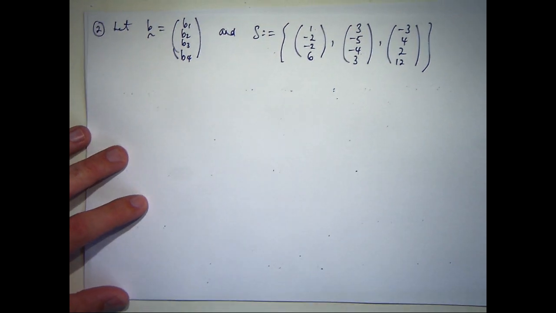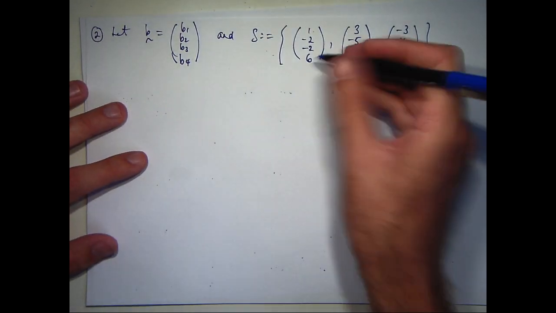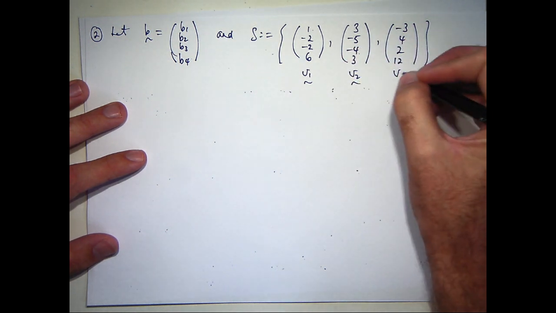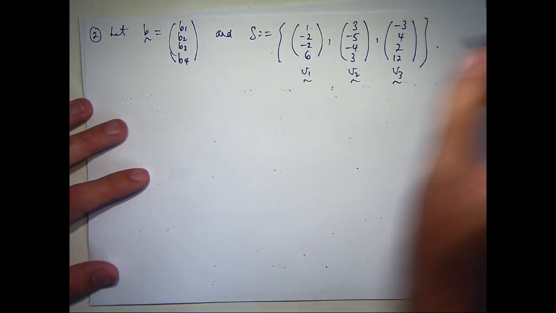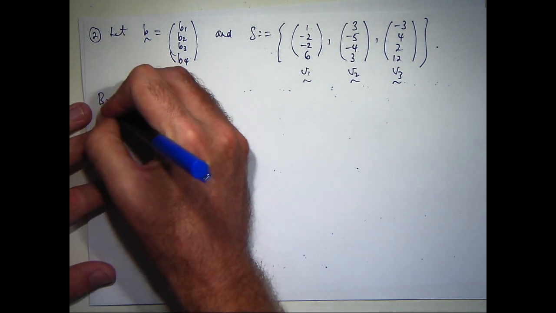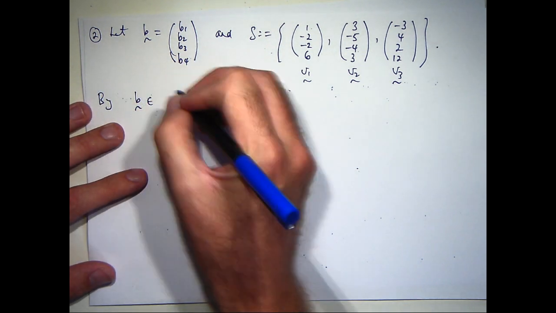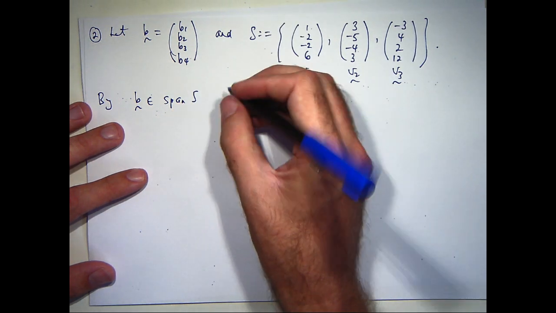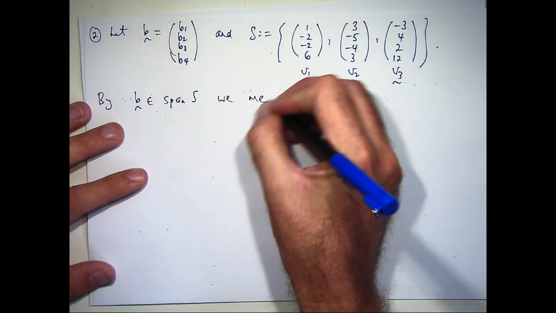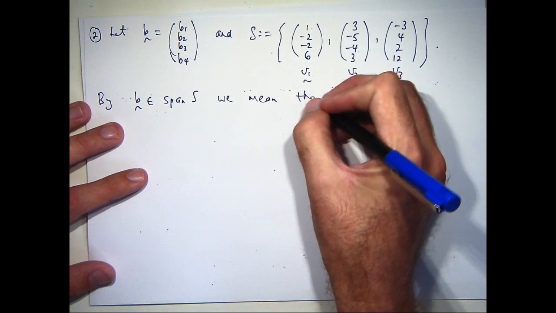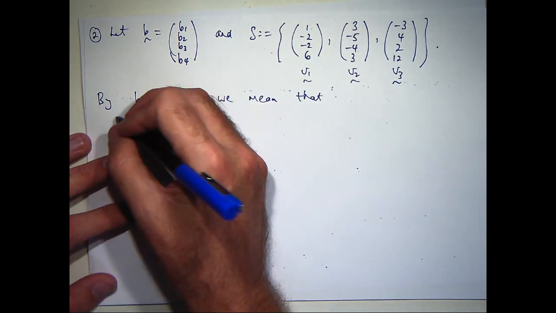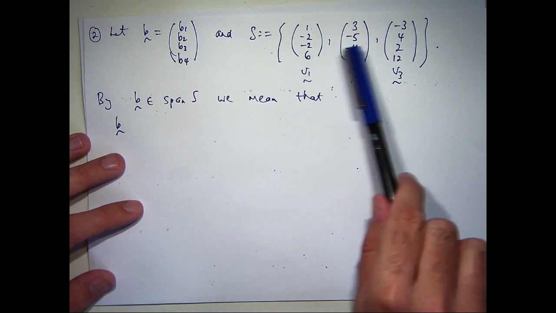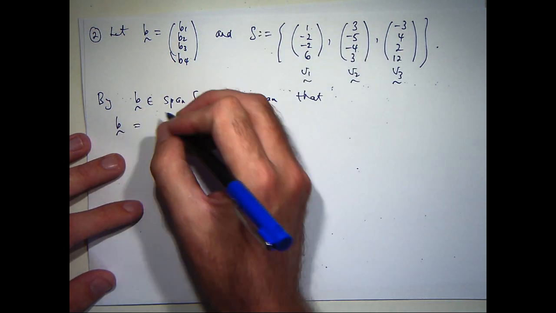Okay, so let's say this first entry is v1, v2 and v3. Alright, by b being in the span of this set of vectors, we mean that this vector b can be constructed out of a linear combination of these vectors here.